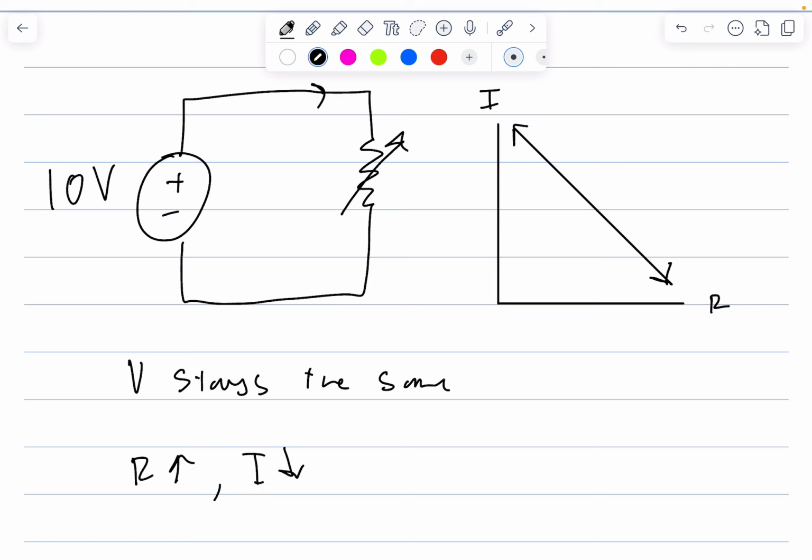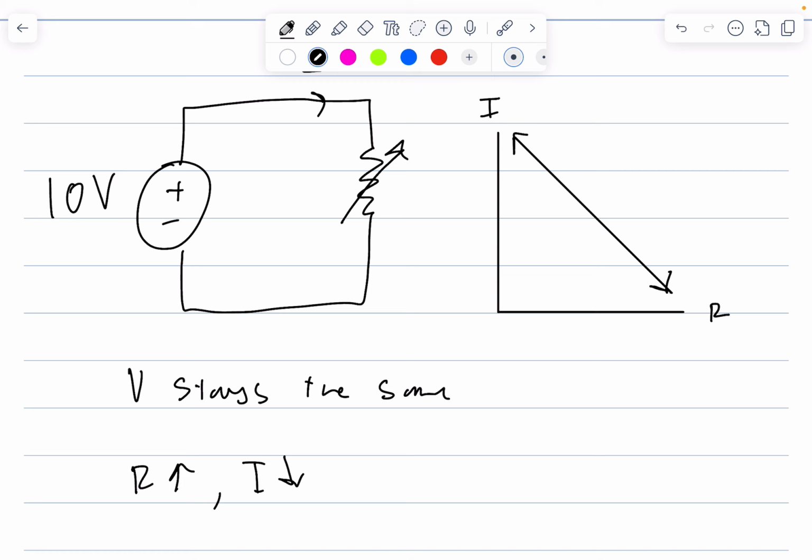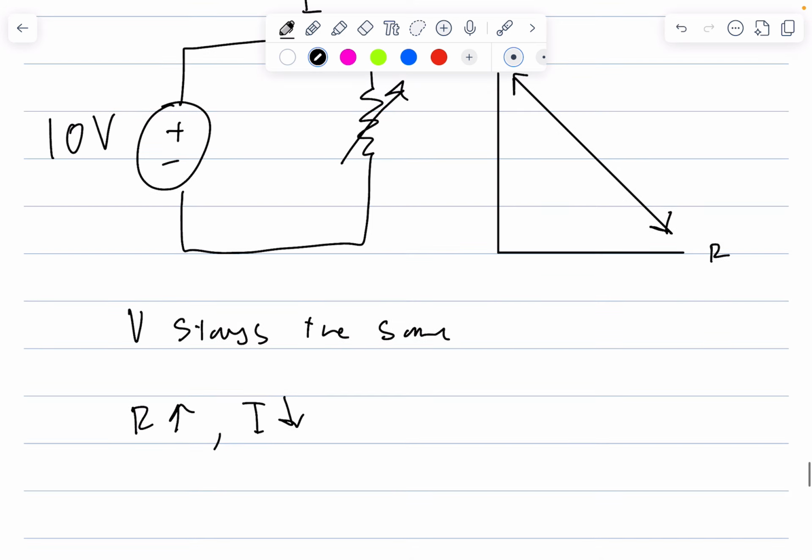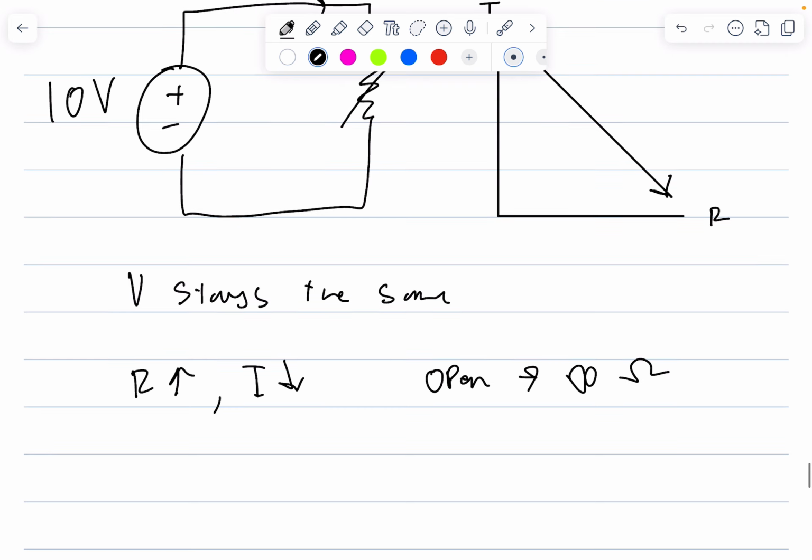Now, why does this matter? Effectively, what I'm trying to explain to you is an open versus a short, right? When I say there's an open circuit, that means infinite resistance. When I say that there's a short, that means zero resistance, right?